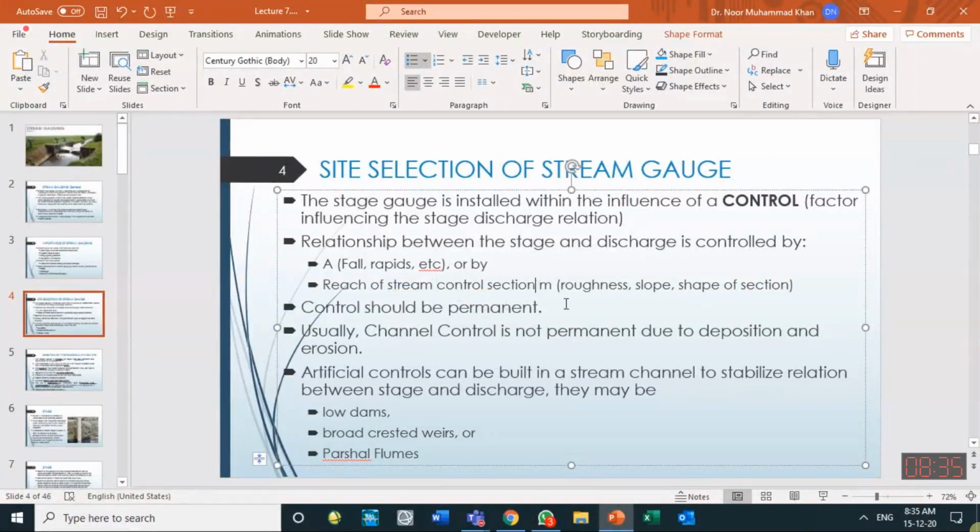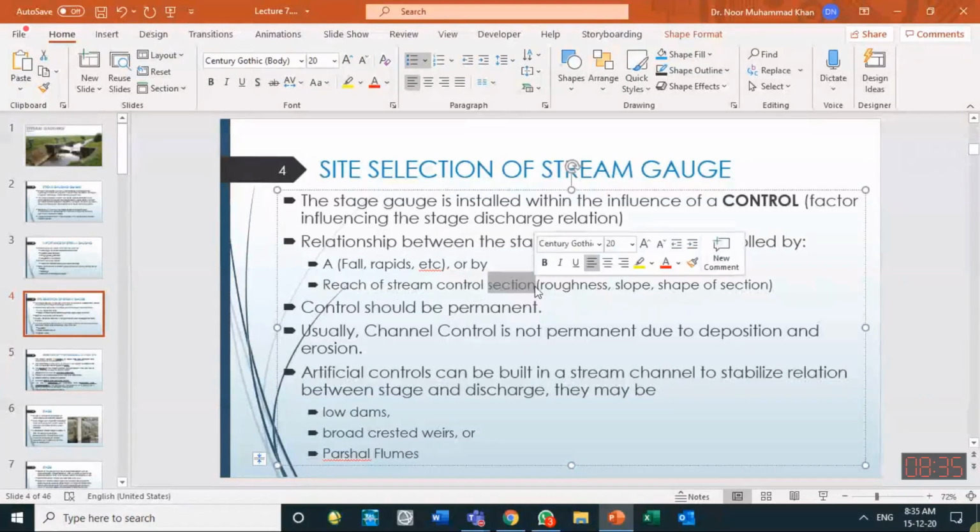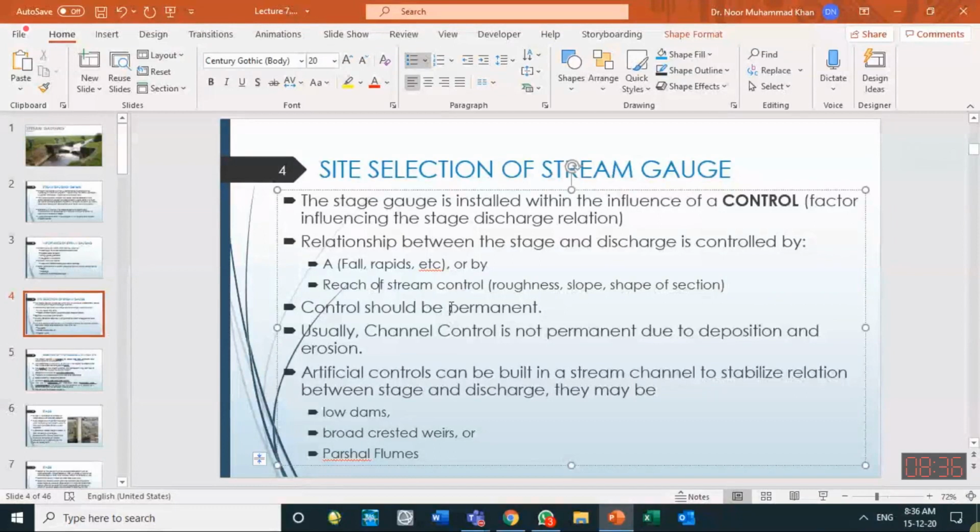Okay, reach of the stream control. So what do we mean by reach? If there is no rapid, no fall, no obstruction, still there is a relationship between water level and discharge. So what is controlling that relationship?